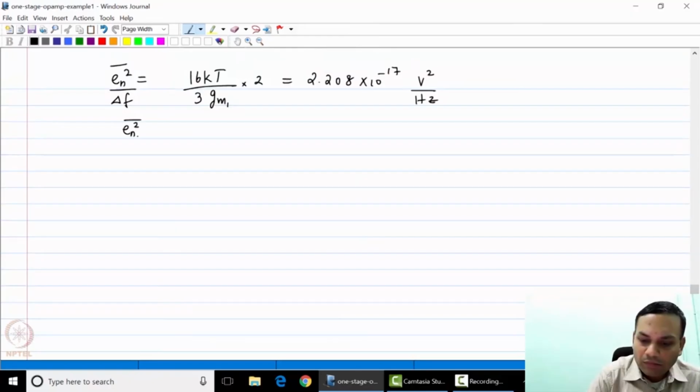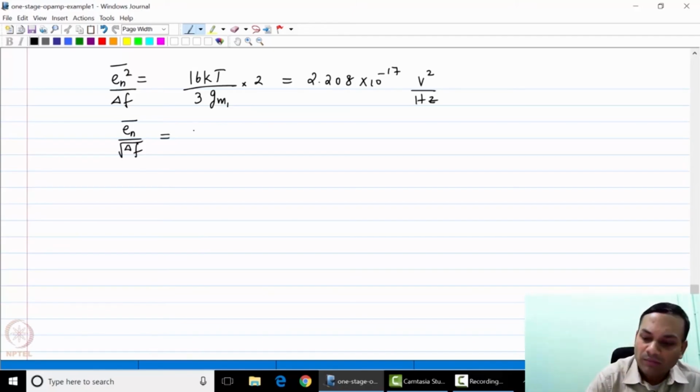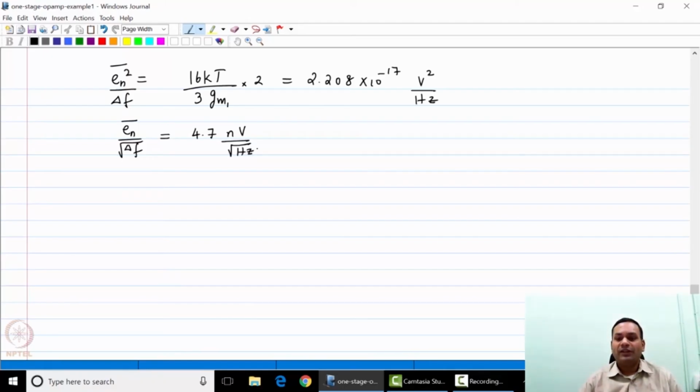Finally, the noise voltage density, which is En over root delta F, happens to be equal to 4.7 nanovolt per root hertz. So this is the input referred noise density of the op-amp.